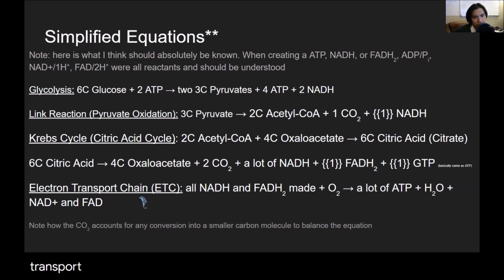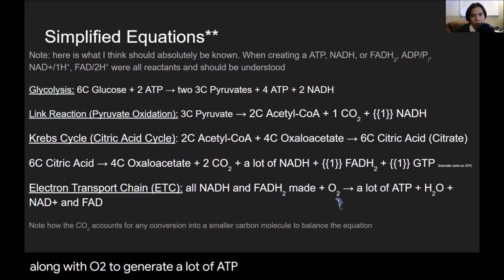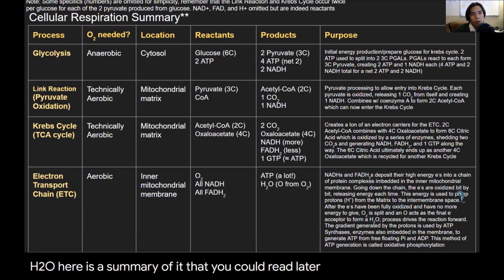The electron transport chain. All the NADH and FADH2 made in all of these reactions are used along with O2 to generate a lot of ATP, and the O2 ultimately forms the byproduct H2O. Here is a summary of it that you could read later.